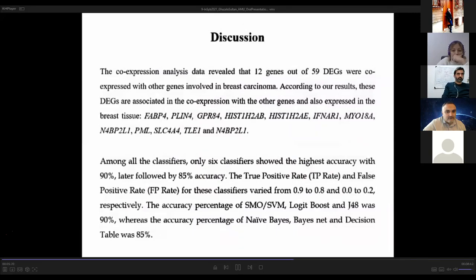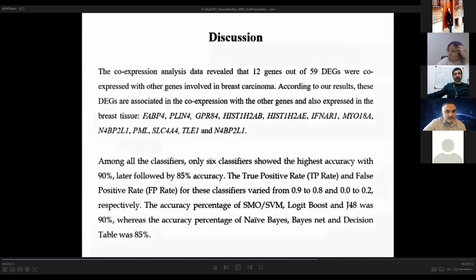Among all these classifiers, only 6 classifiers showed the highest accuracy, which is 90%, and the true positive rate and the false positive rate for these classifiers varied between 0.9 to 0.8 and 0.0 to 0.2 respectively. The accuracy of SMO, SVM, Naive Bayes and J48 was 90%, whereas the accuracy of NaiveBayes, Lazy and decision table was 85%.